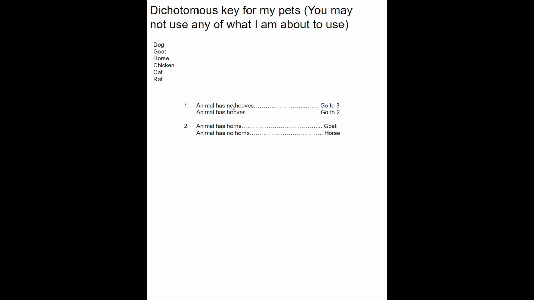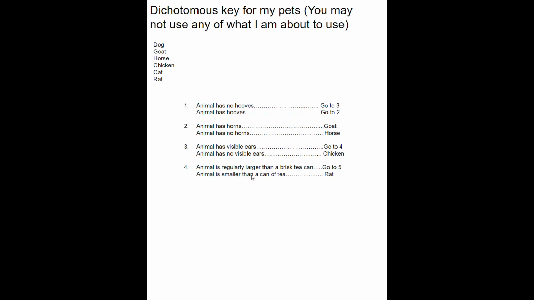Now I need to go to 3, animal has no hooves. I still have chicken, cat, rat, and dog to get through. So I got rid of chicken really fast because that one makes sense. Animal has no visible ears, go to chicken. Animal has visible ears, go to 4. When you look at a chicken, you don't see little pointy ears like a cat, a rat, or a dog would have, making it really easy to just check him off of the list. I could have also said has 4 feet, has 2 feet. There's a lot of different ways to get rid of a chicken. Alright, moving forward.